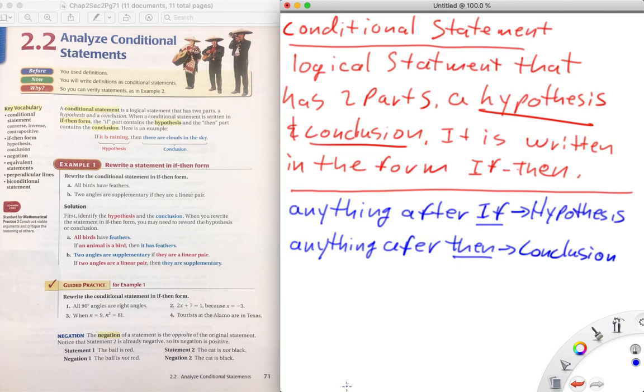Alright, conditional statement. A logical statement has two parts, a hypothesis and a conclusion, and it is written in if-then form. Anything after if is your hypothesis. Anything after then is your conclusion.